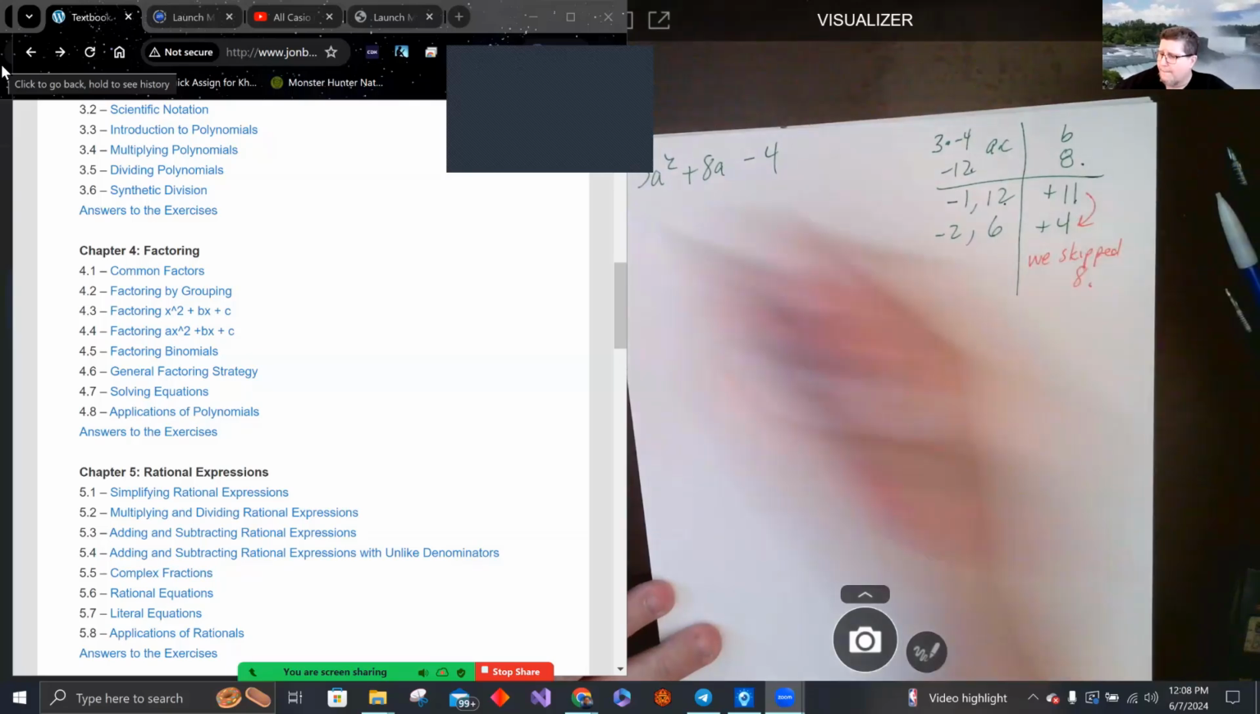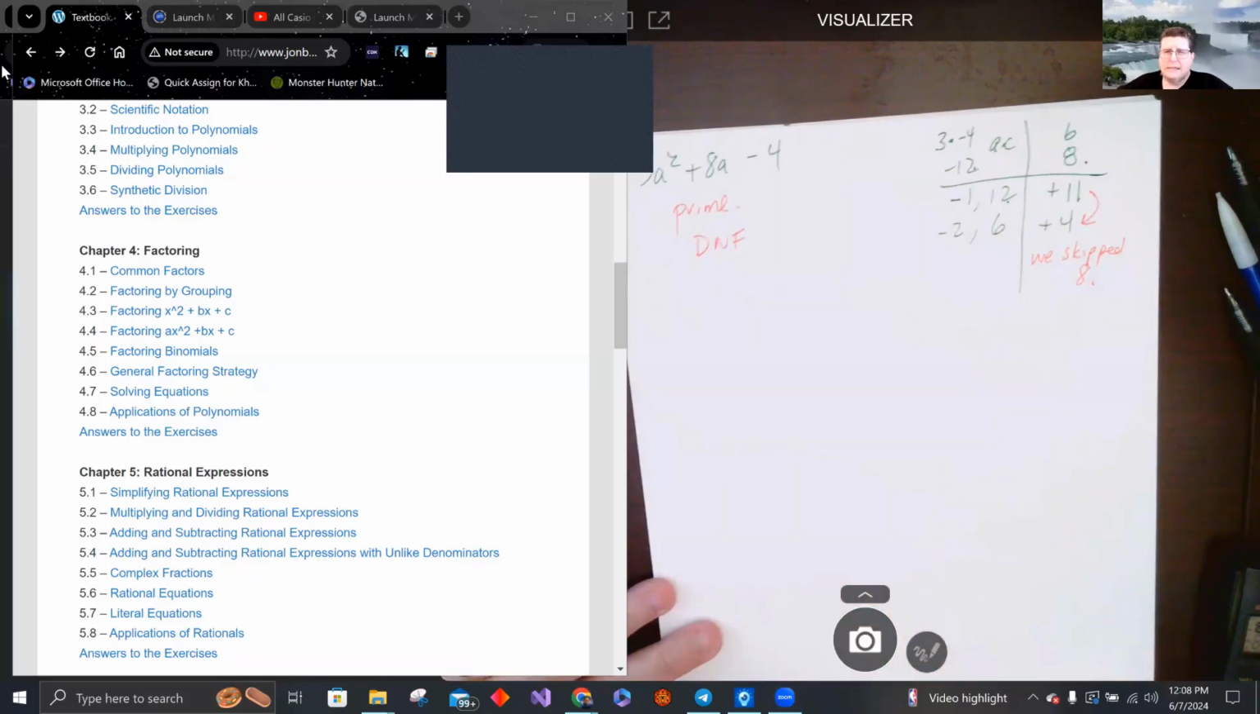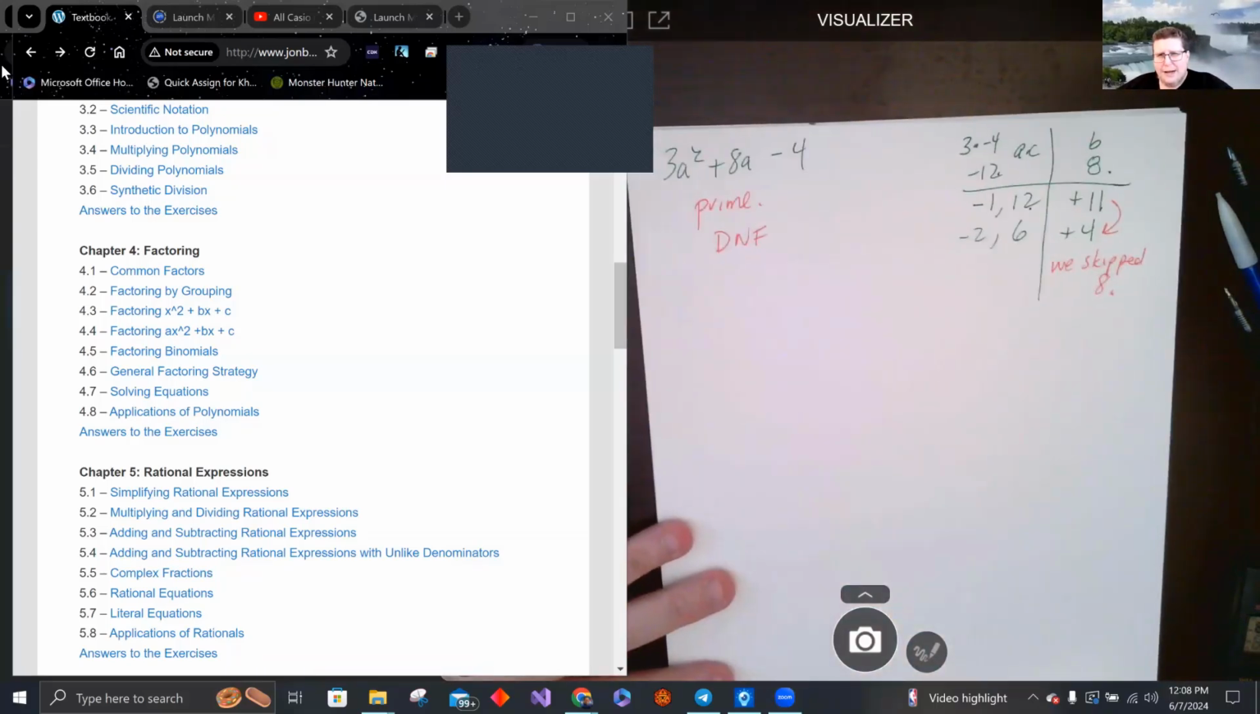So this is prime. DNF. The list tells me right away. I don't need to try any more factors. It tells me right away this is prime.